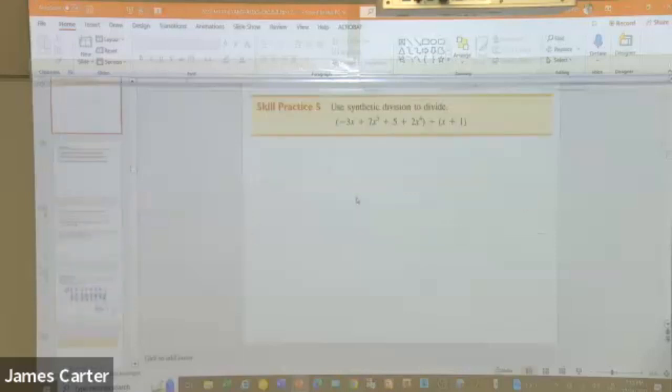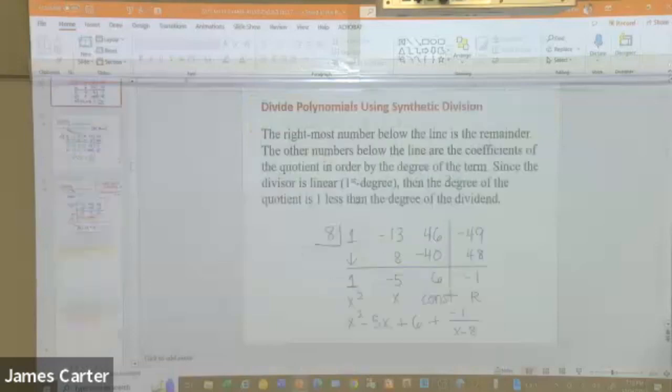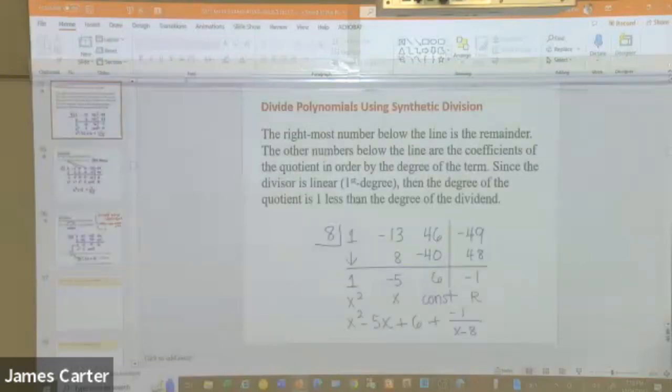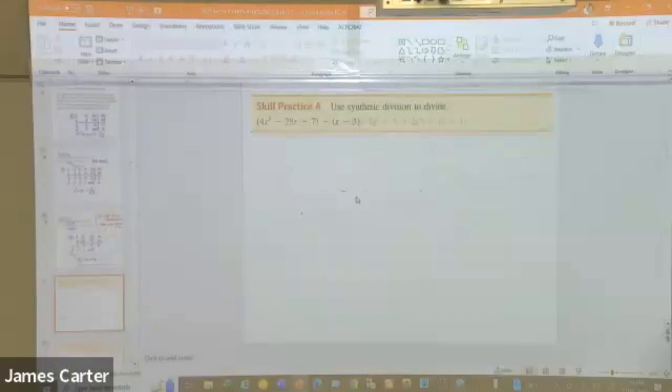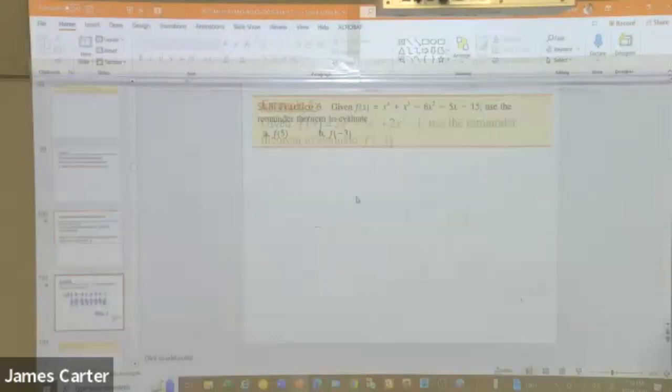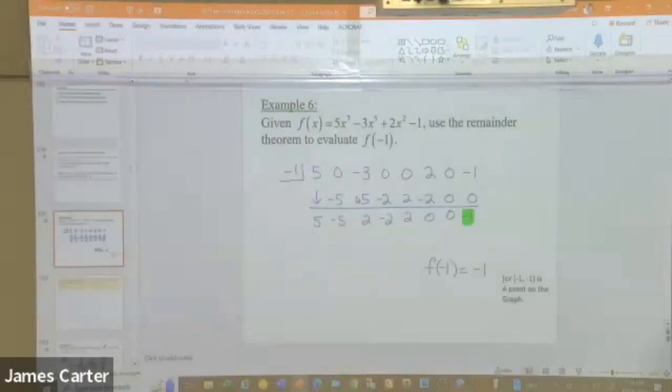Factor theorem. And divide with synthetic notation. We'll go ahead and start right here, unless I've already done this. Okay.